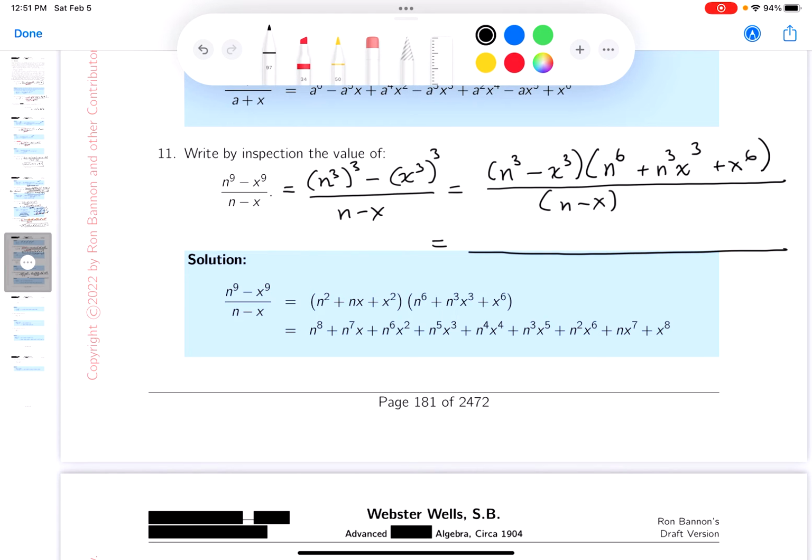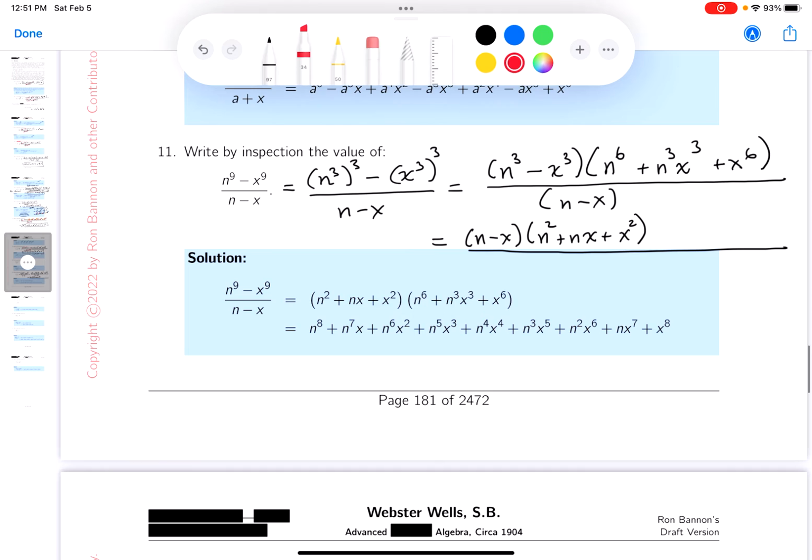And what do you get? What's n cubed minus x cubed? Well, that's going to be n minus x, n squared plus nx plus x squared. All right, what did I just do? I just did a very tiny piece of the problem, this right here. Now I got to write the other guy down. It's not pleasant, but I can write it down. That's n^6 plus n cubed x cubed plus x^6. And by the way, if a student did this, I'd say good job.